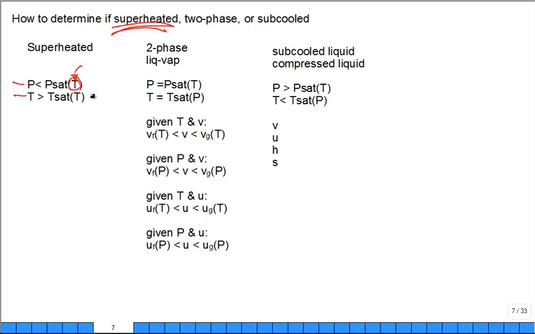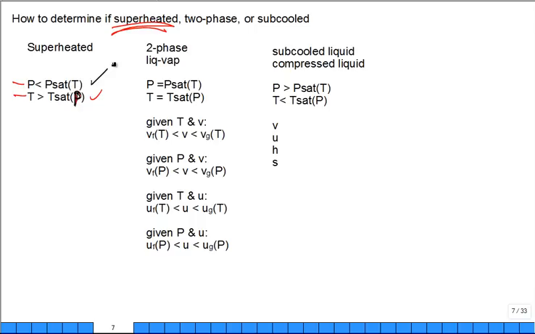Maybe this one's more logical. Find the pressure. Sorry, I got a typo right there. For the given pressure, find its corresponding saturation temperature, and then check that the input temperature is greater than the saturation temperature. Otherwise, you're not superheated. If you're superheated, this will be true. Make sure to get rid of that typo. Either one will check and help you determine if you're superheated.